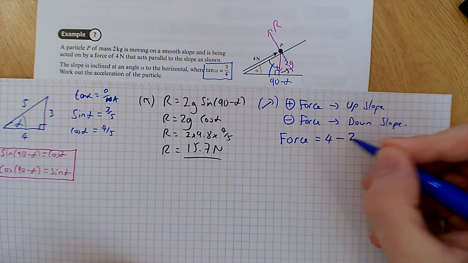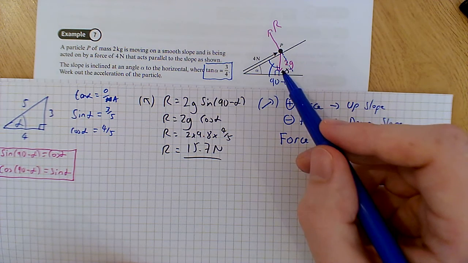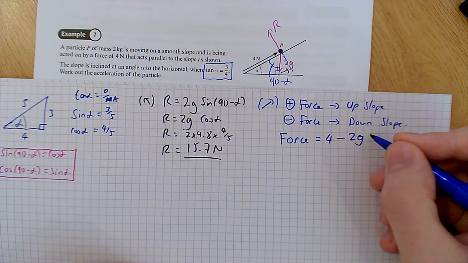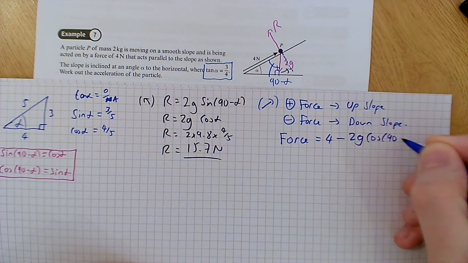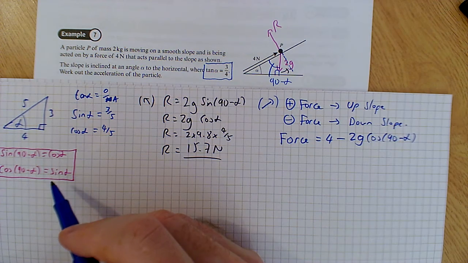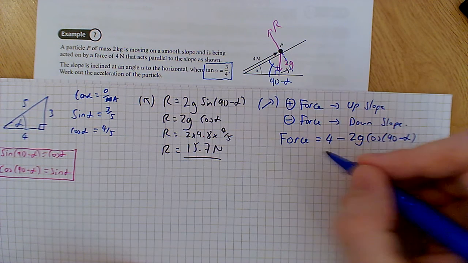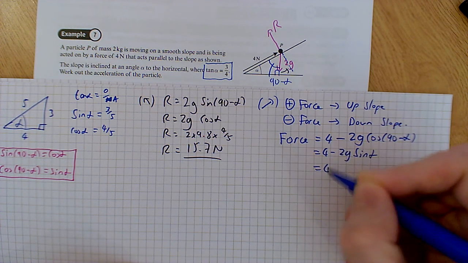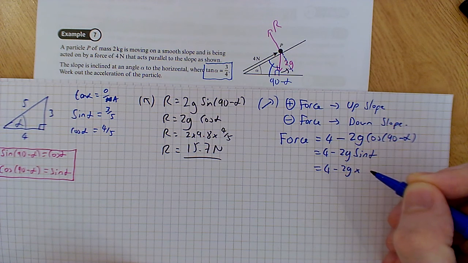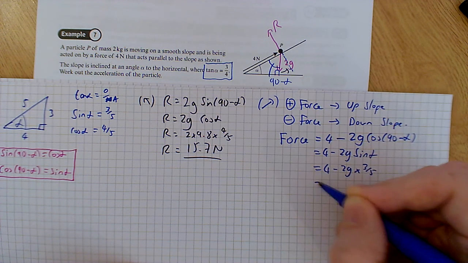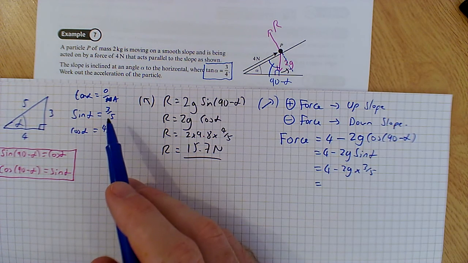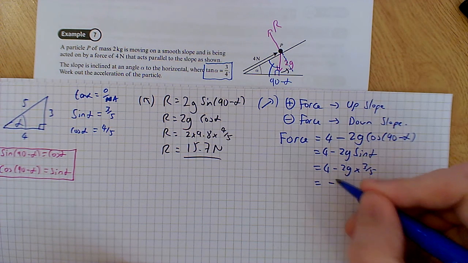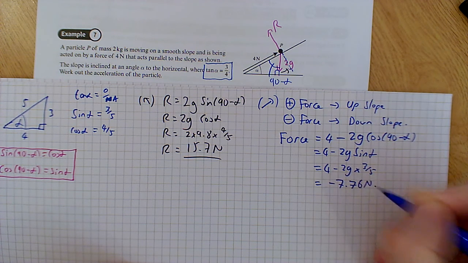And then down the slope is our 2G, but we've got the 90 minus alpha, we've gone through the 90 minus alpha to get to the slope. So it's cos of 90 minus alpha. Using our pink rule from over here, that's the same as sine alpha. So this is 4 minus 2G sine alpha, which again is the same as 4 minus 2G times 3/5. And if we put that into our calculator, we've got the sine alpha from over here, 3/5, we will get a value of minus 7.76 newtons.